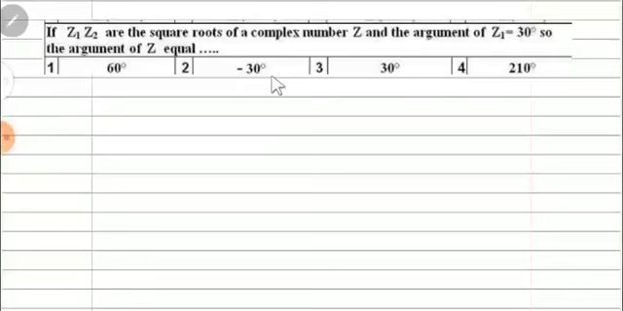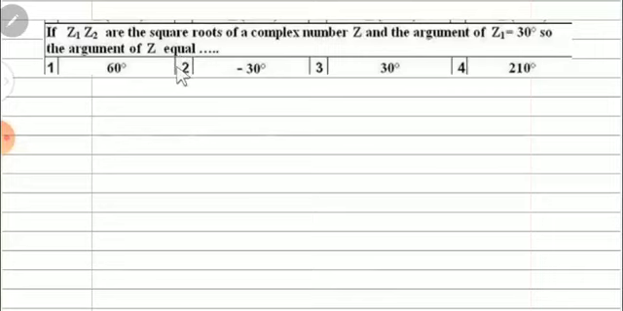So let us move on to this question. If Z1 and Z2 are the square roots of a complex number Z, and we don't know who's Z in the first place, and the argument of theta, he meant here the theta of Z1. Who's Z1? Z1 here is one of the square roots of the complex number Z. The argument of Z1 is 30. So the argument of Z equals what?